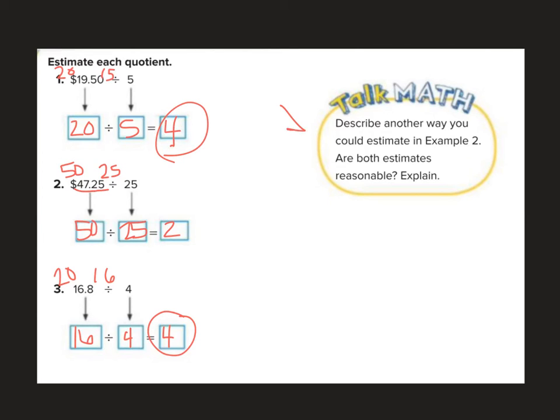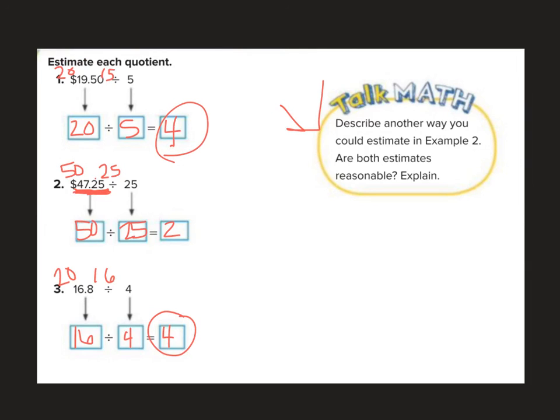Now over here it says describe another way you could estimate in example 2. So if I was looking at these, I could say, well, I don't know, I'd probably go 20, because I'd be a little nervous going up to 30. So then I'd have to round 47 to 30 or 60. It's not really anywhere near that. Although if I choose 20, then it would be 40 or 60, which 40 is closer, I suppose.